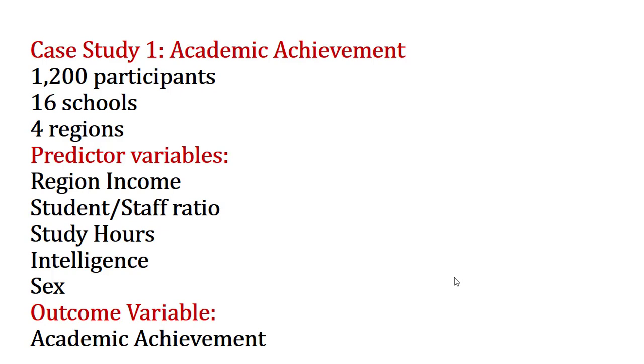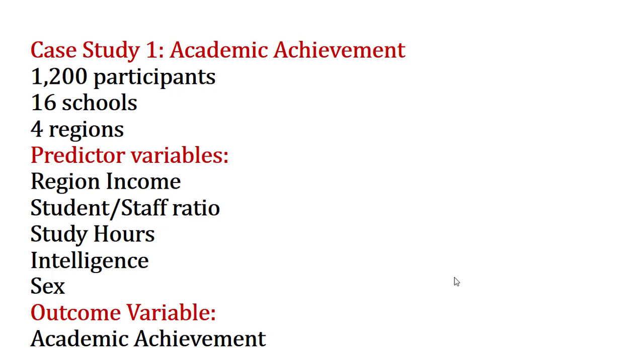So this case study is about academic achievement. We've got 1,200 participants, and those participants belong to 16 schools, and the schools belong to 4 regions. We've got predictor variables: region income, student-staff ratio, study hours, intelligence, and sex, and one outcome variable, which is academic achievement. So we are trying to predict academic achievement using those variables.